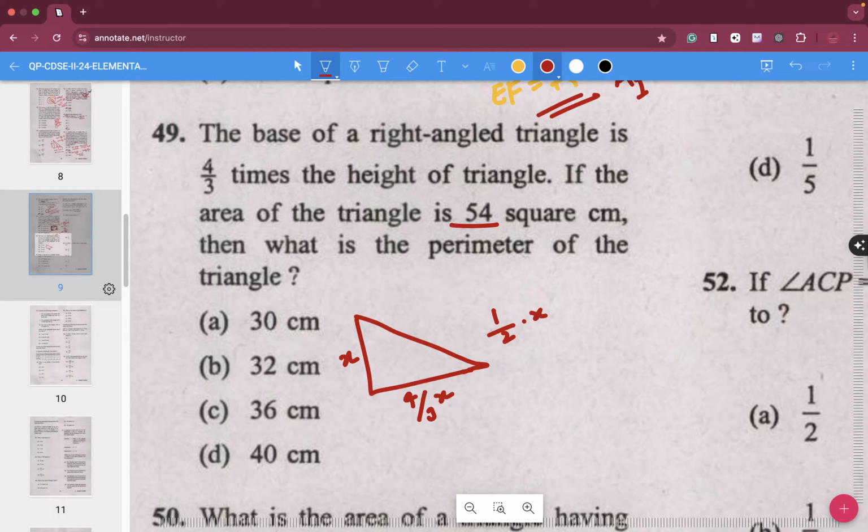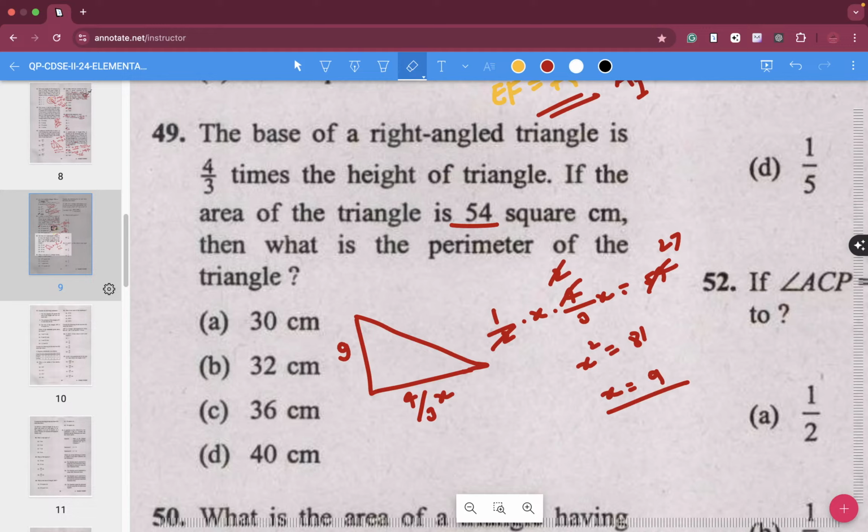So half into base into height is equal to 54. This one gone, 2 times 27. x square is equal to 81, x is equal to 9. So this height is 9, and obviously this value is 12. This is a 3 4 5 triangle, so this will be 15.